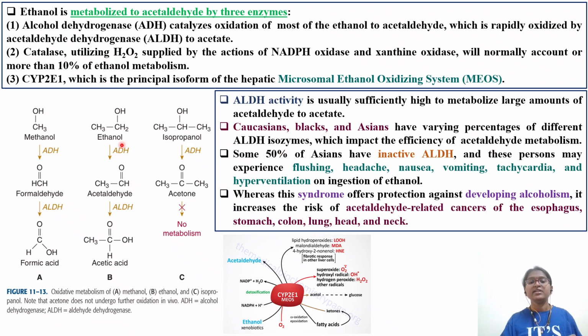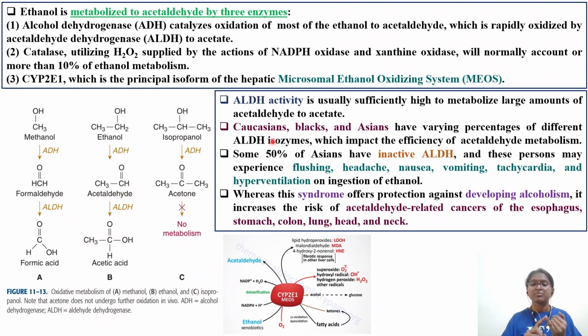So let's understand in detail about ALDH activity. Coming to ALDH activity, it is usually sufficient for whatever alcohol we consume, given the acetaldehyde dehydrogenase enzyme we have. Always remember, the body has a defense mechanism. Any poison, we are able to metabolize a certain amount of it, but there will be saturation of the amount of enzyme present in our body. Similarly, in the case of ALDH, it is usually sufficiently high to metabolize large amounts of acetaldehyde to acetate. So we are able to metabolize this aldehyde to acetic acid.